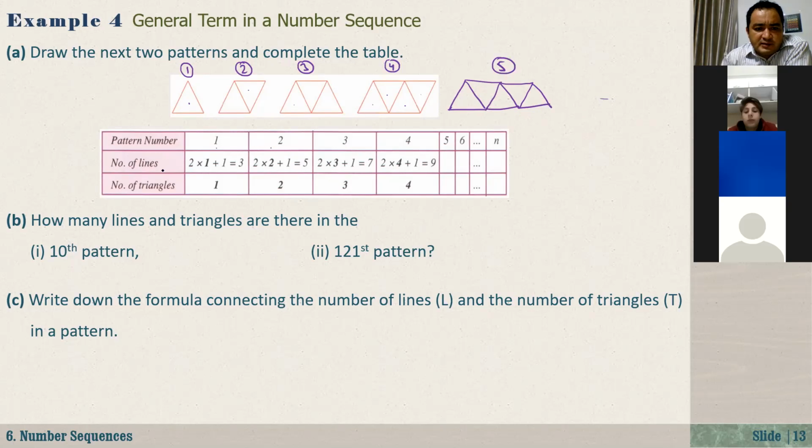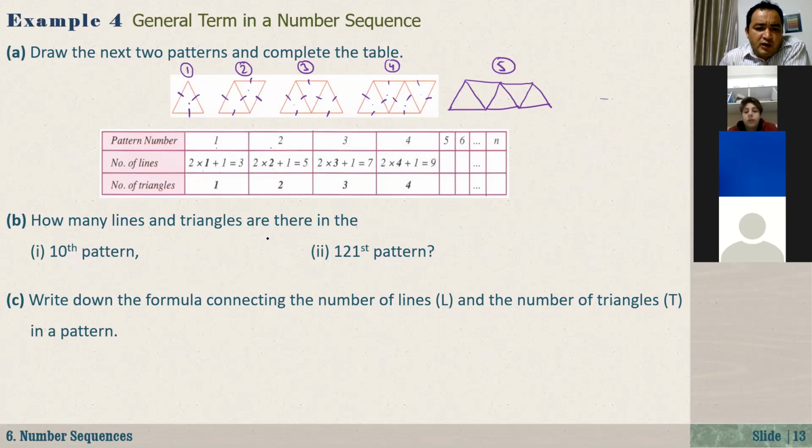And number of lines. Here we have 1, 2, 3 lines. In the second one, 1, 2, 3, 4, 5 lines, right? Third one, 1, 2, 3, 4, 5, 6, 7 lines. Fourth one, 1, 2, 3, 4, 5, 6, 7, 8, 9 lines. And it continues. As you see here, number of lines, I can write it as 2 times 1 plus 1, 2 times 2 plus 1, 2 times 3 plus 1, 2 times 4 plus 1, right?